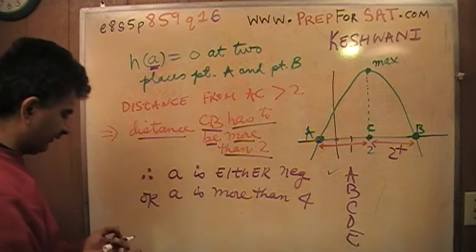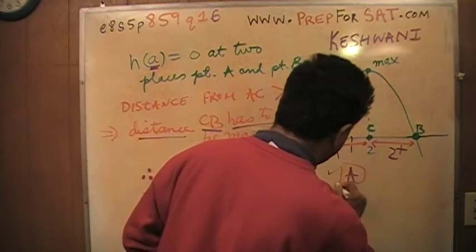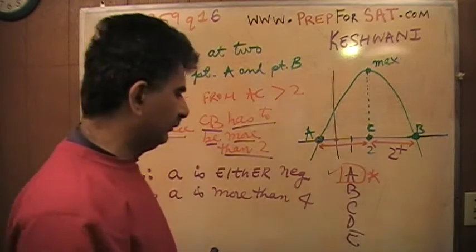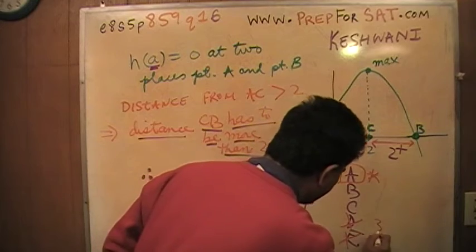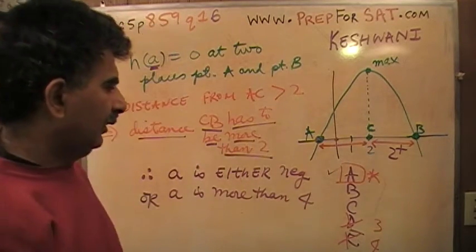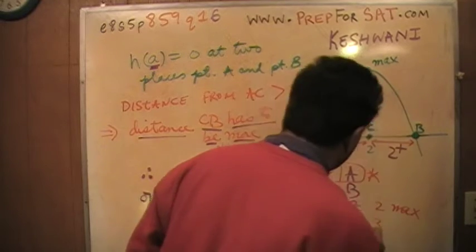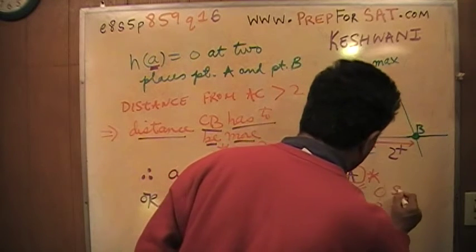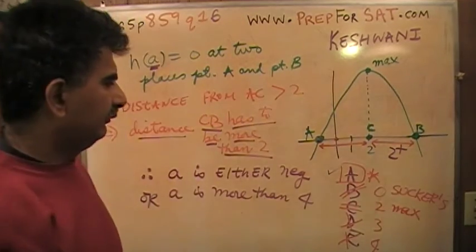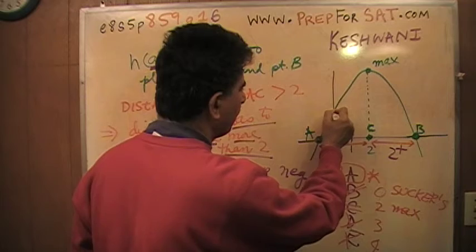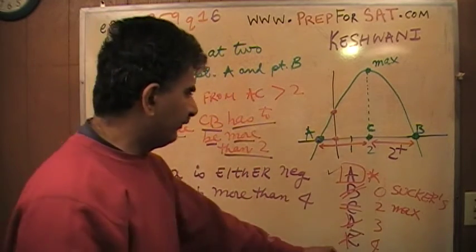The only answer choice that works here is A. These are not possible. 3 and 4 are not possible. It has to be more than 4. And 2 is not possible. 2 is silly because that's where the maximum happens. And 0 is just a sucker answer. It's just silly. 0 would be right here. That's not it. So the answer is A.